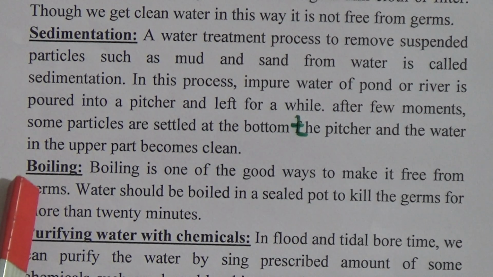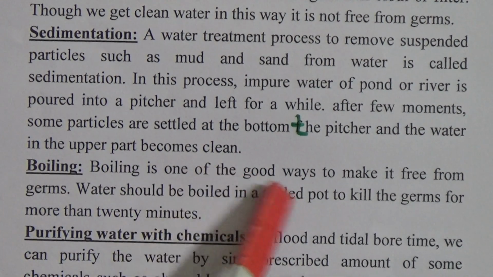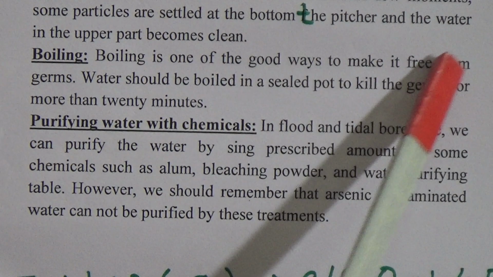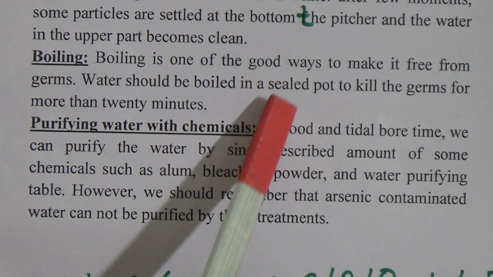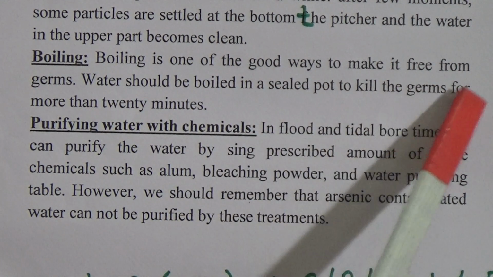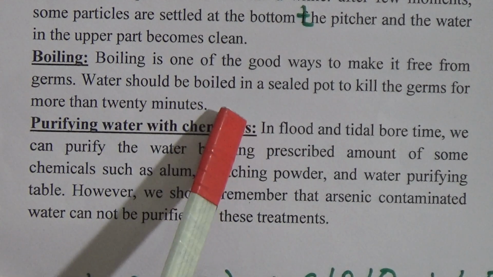Next one is boiling. Boiling is one of the good ways to make water free from germs. Water should be boiled in a sealed pot for more than 20 minutes to kill the germs.